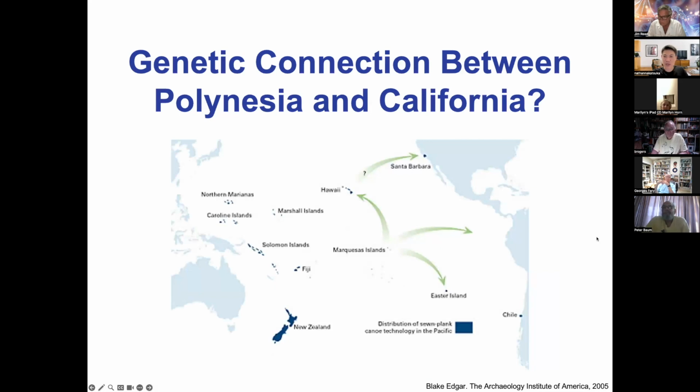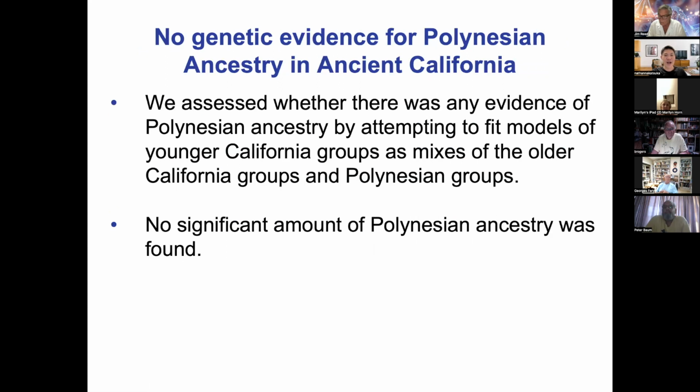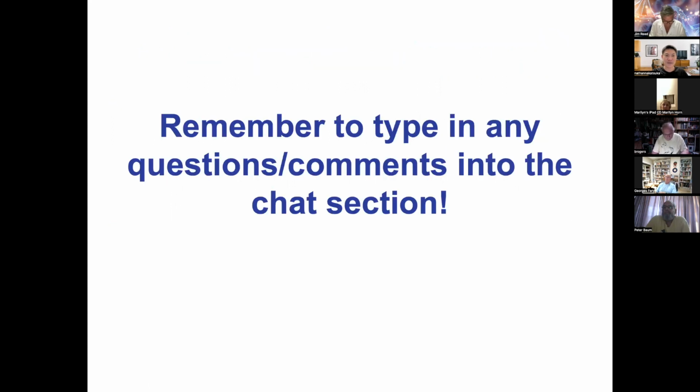One thing we also wanted to address in this study was whether or not there was a genetic connection between Polynesia and California. So some people had previously suggested that there were ancient connections between Polynesia and California that led to the use of tomols in the Chumash and Tongva, and some even suggest that there are some linguistic connections. However, we find no genetic evidence for Polynesian ancestry in any of the California individuals. It's possible that there was some cultural connection that didn't involve mating between the groups, but this would not be seen in the genetics, and we don't observe it in the genetics.